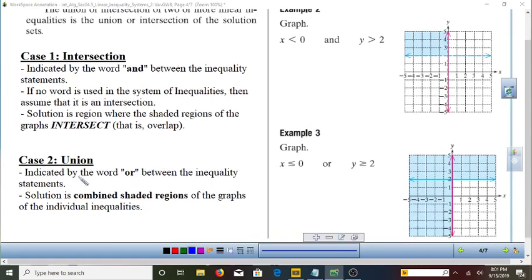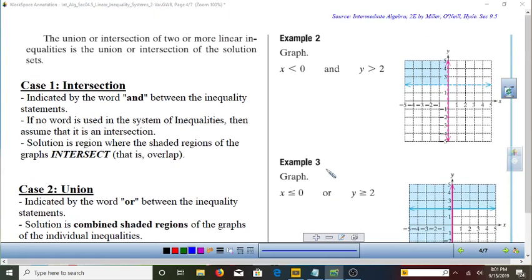If we're talking about a union, that is indicated by the word or. The word or must be used for us to be dealing with a union. Otherwise, we have to assume that it's an intersection. And the solution is not where the two regions overlap only. It's all the regions that would normally be shaded. So let's take a look at these two examples.